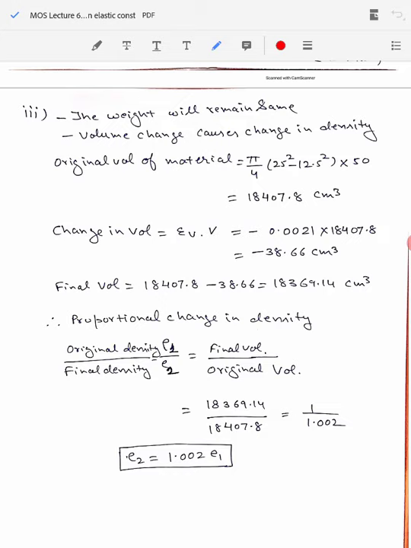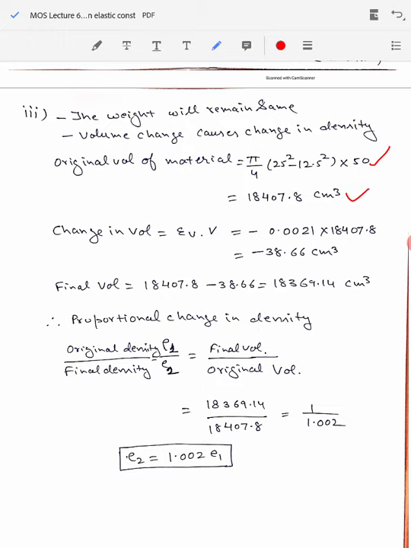Let's first find out the original volume of the material. We are talking about the volume of the material that is used in the cylinder. So it is pi by 4 times (external diameter square minus internal diameter square) multiplied by the length of the cylinder. That gives you the value as 18,407.8 centimeter cube.